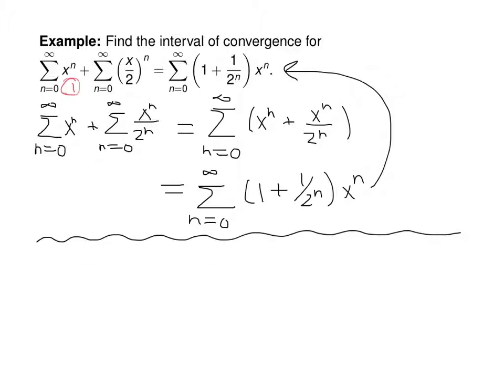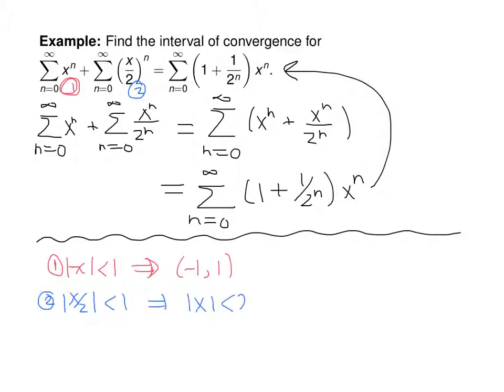So for the first series, series 1, we have convergence if the absolute value of x is less than 1, which implies that my interval of convergence is -1 to 1. For the second series, I have convergence if the absolute value of x over 2 is less than 1, which implies that the absolute value of x is less than 2, which implies that x is in between -2 and 2.